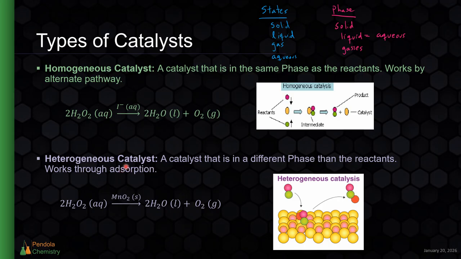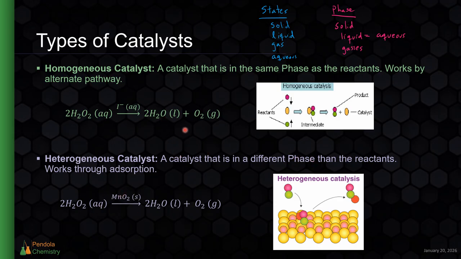Absorption, like a sponge, is when things go inside of something, whereas adsorption with a D, not with a B, is when things attach to the surface of something, like the reactant particles do to the solid heterogeneous catalyst here. So homogeneous catalysts act through alternate pathways, whereas heterogeneous catalysts act through adsorption. Homogeneous catalysts have the same phase of matter between the catalyst and the reactants, whereas heterogeneous catalysts have different phases of matter between the catalyst and the reactants.